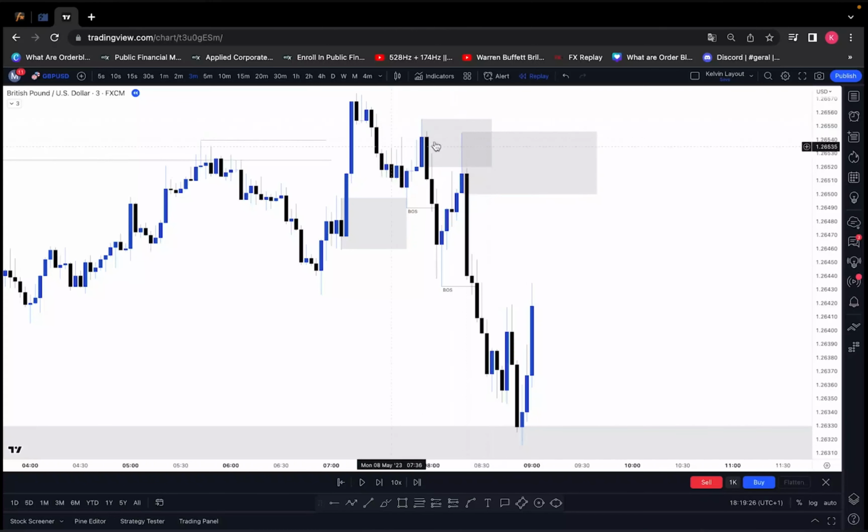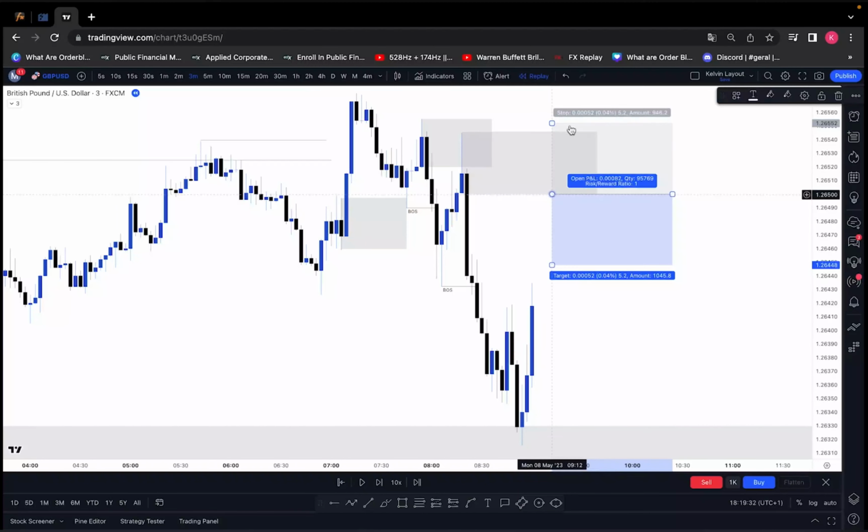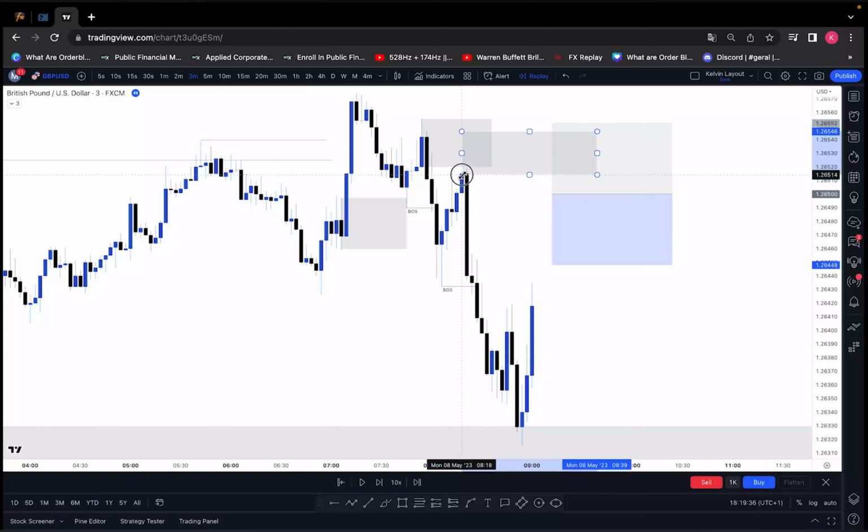Price mitigated the first order block. We have the second order block. So we can take our limit order right here. We can put our stop loss. We can even put our stop loss at this wick.